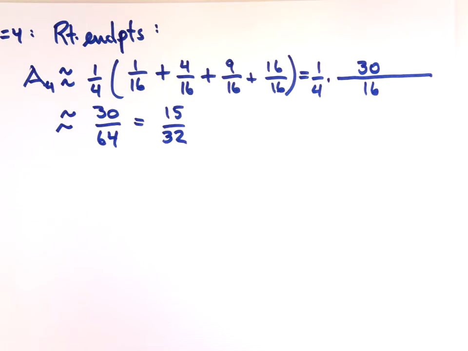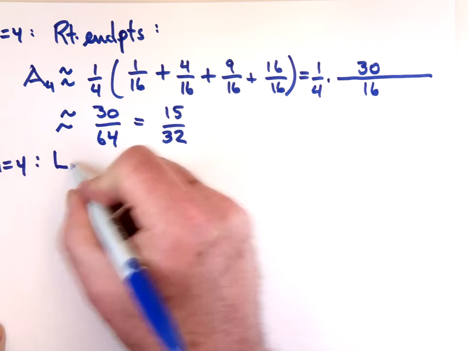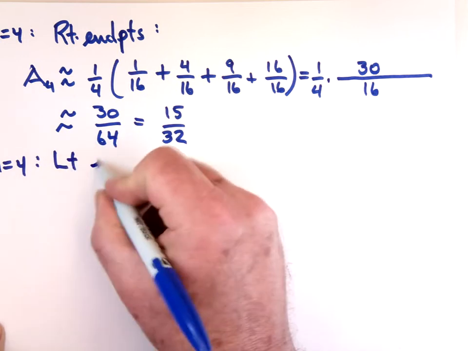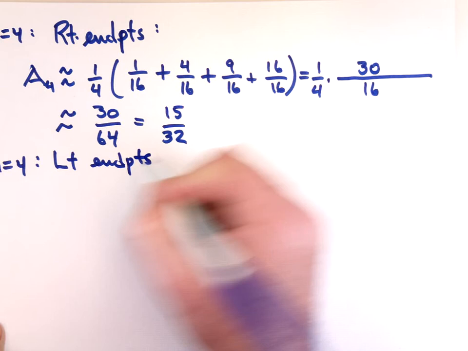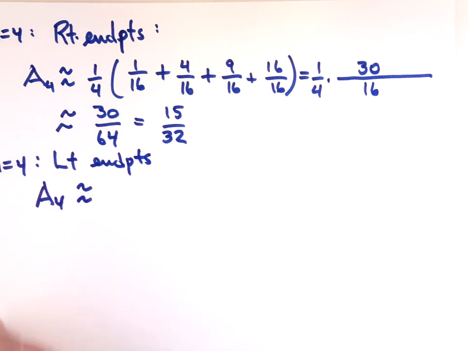All right, that's right endpoints. We're going to have to do left endpoints. All right, here we go. n equals 4 still. But now we're going to do the left endpoints. Now, let's see. 4 of them. Can we abbreviate this process a little bit here? Let's see if we can make this a little less tedious. What's the width of each one of those? Here, let me draw it out here.